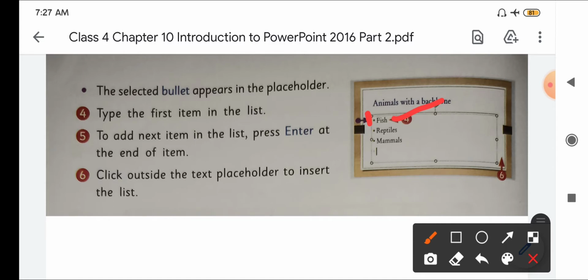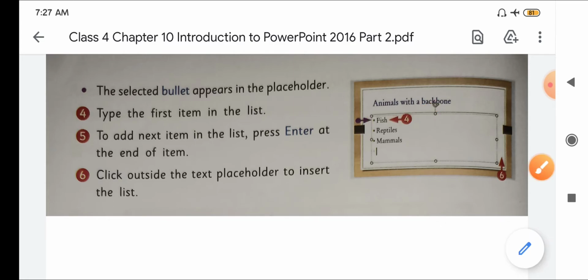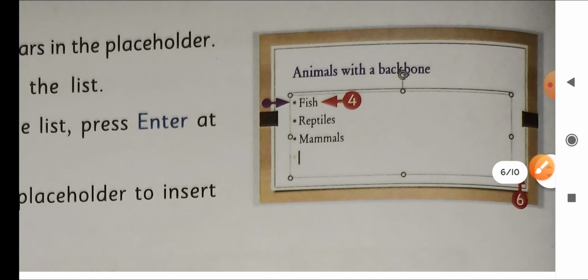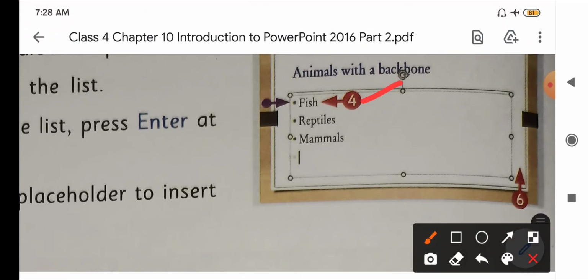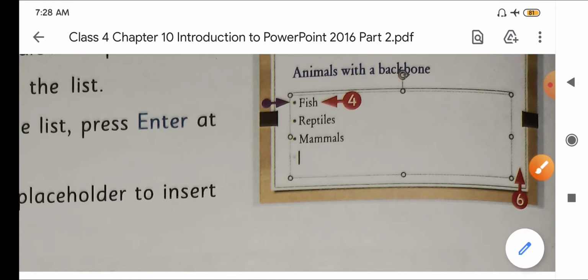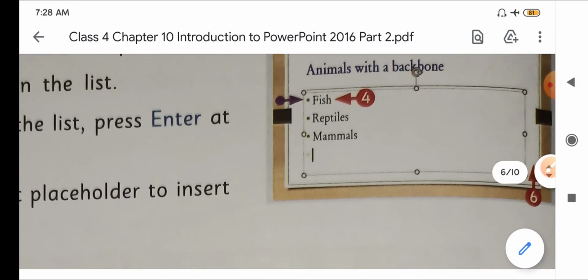Then to add the next item in the list, when I have typed this one, fish, now I have to go to reptiles. I have to type reptiles. So you have to press Enter, and the cursor will come down from fish. Then after typing reptiles, again you press Enter.